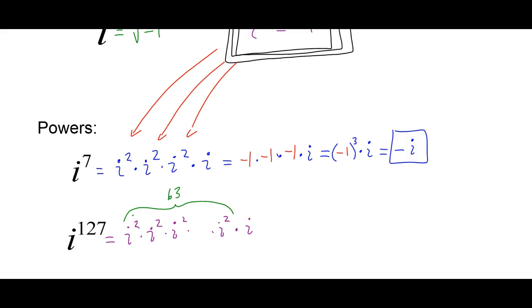So, remember, each of those i squareds is minus 1, so we have minus 1 to the 63. You had 63 i squareds, 63 minus 1s, and then times the one little extra i at the end. That negative 1 to the 63, 63 is an odd number. You have an odd number of minus signs, so this also comes out to be negative i like the previous one.